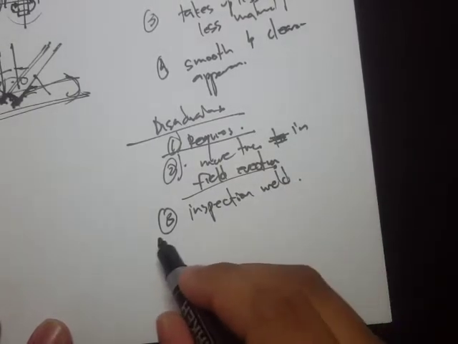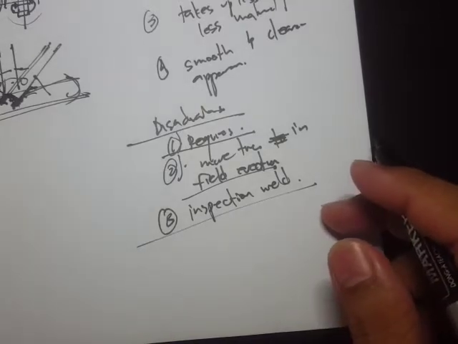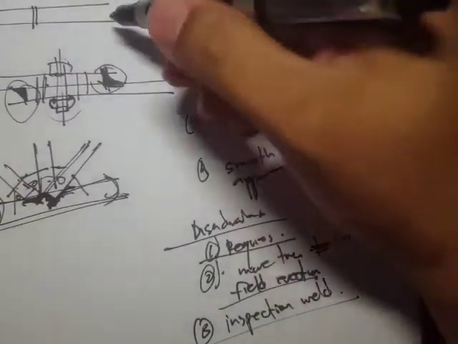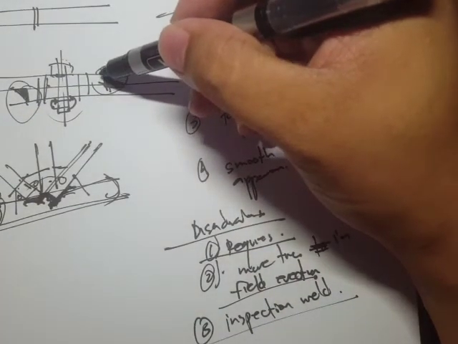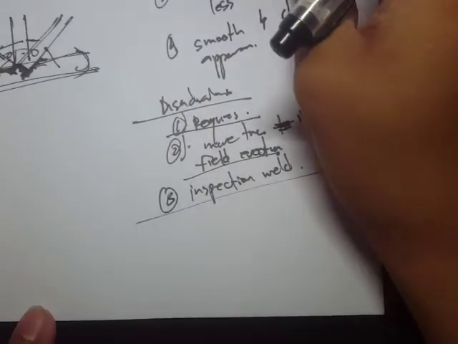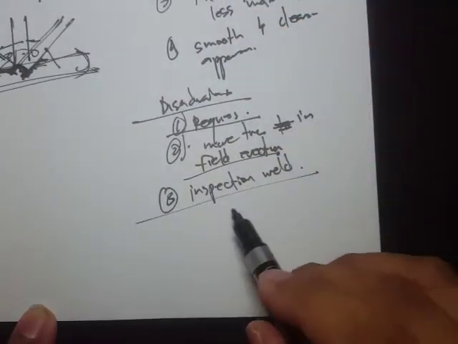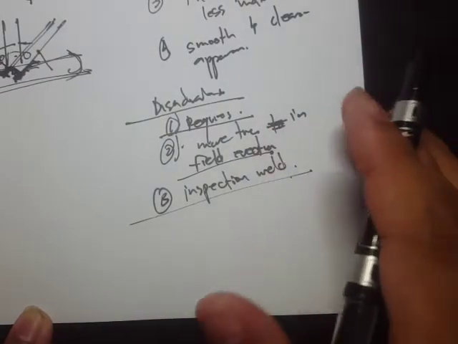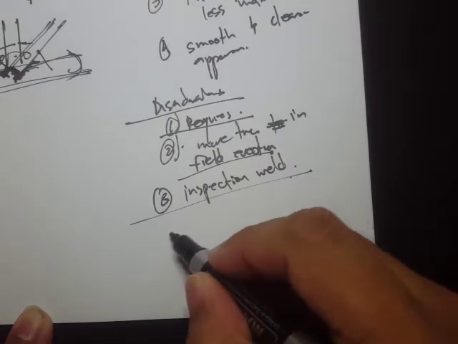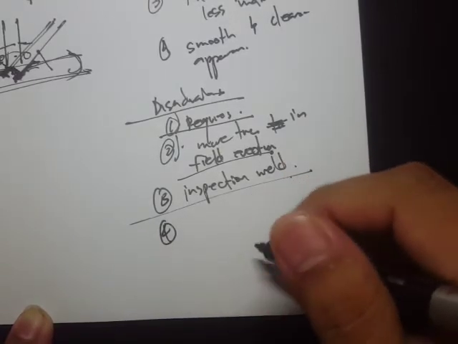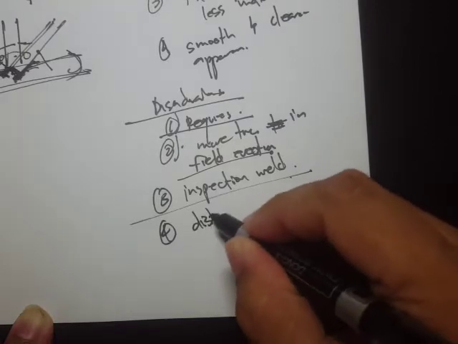As I've said, welding requires a proper penetration between these materials. Therefore, the inspection of the welded joint is more extensive as compared to bolted joints. The fourth one is distortion of members.